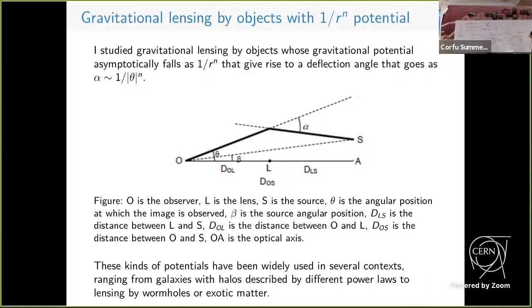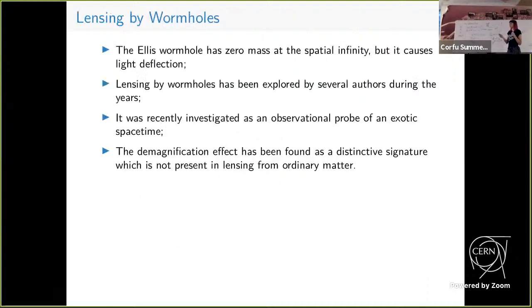What I study is gravitational lensing by objects whose gravitational potential asymptotically falls as 1 over r to the n. This kind of potential gives rise to a deflection angle that goes as 1 over theta to the n.